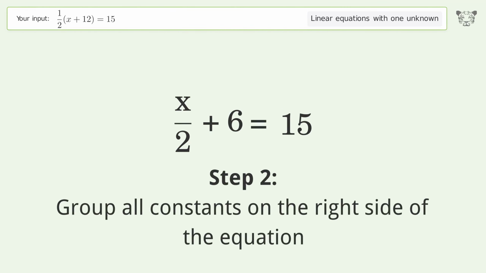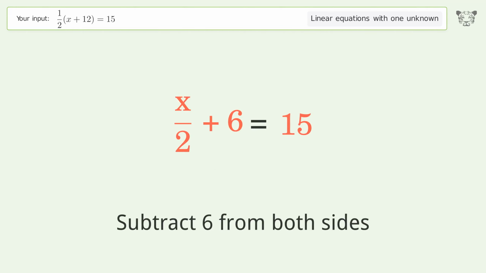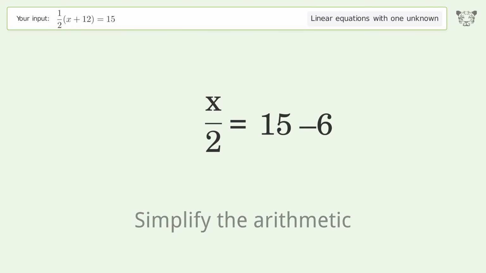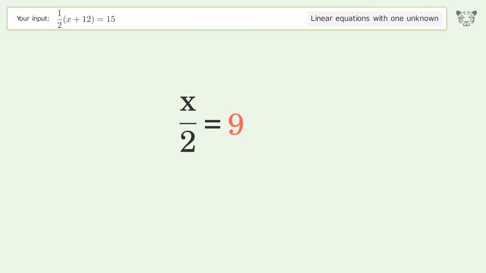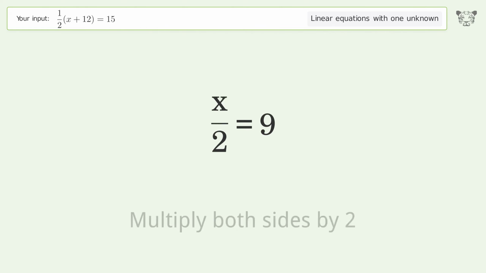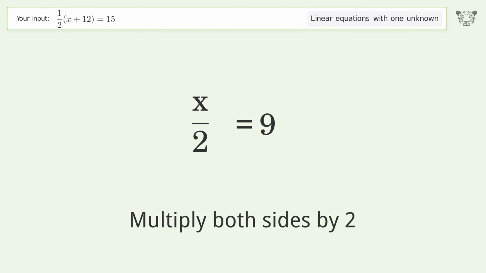Group all constants on the right side of the equation. Subtract 6 from both sides. Simplify the arithmetic. Isolate the x. Multiply both sides by 2.